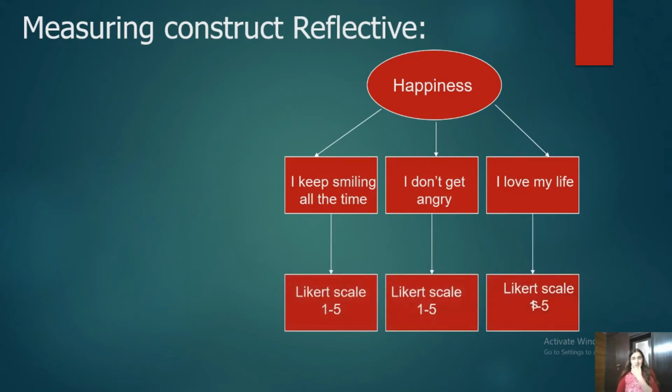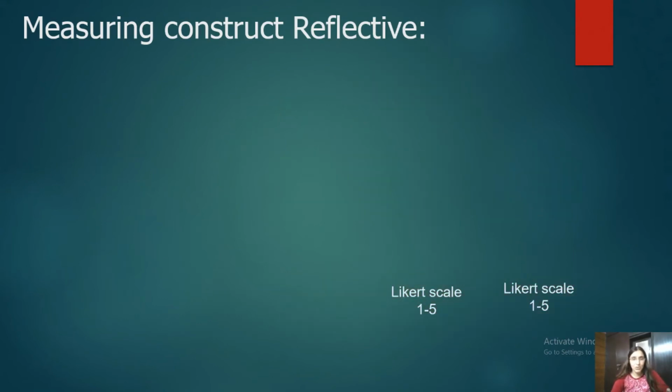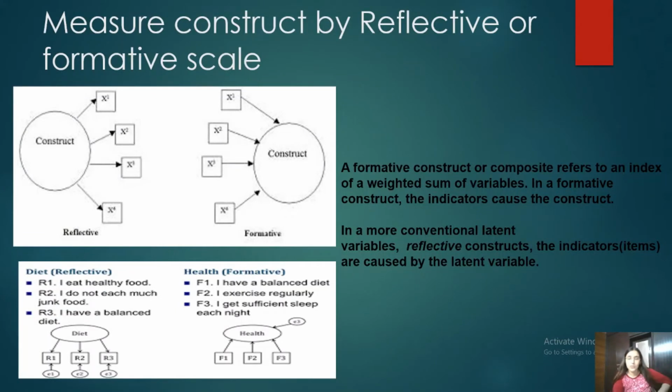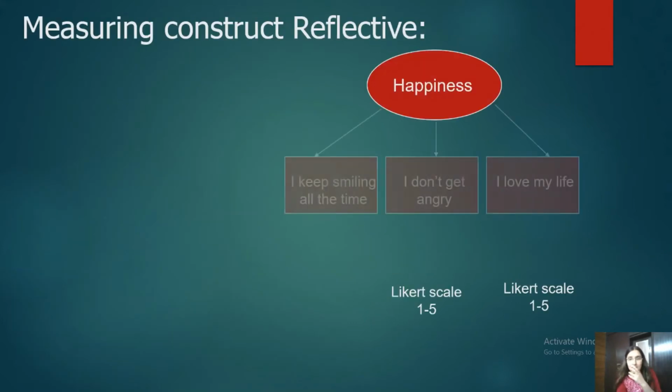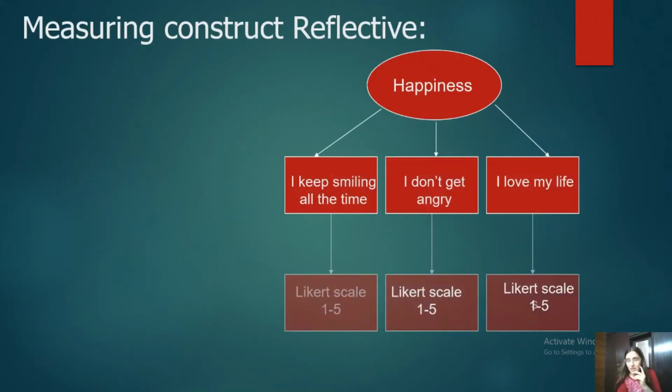Yes, so again, as I said, as you could see over here, in a reflective, the arrow goes away from the construct. In the formative, the arrow comes into the construct. This is just a way of seeing when you have already put it into software like AMOS. So, happiness.